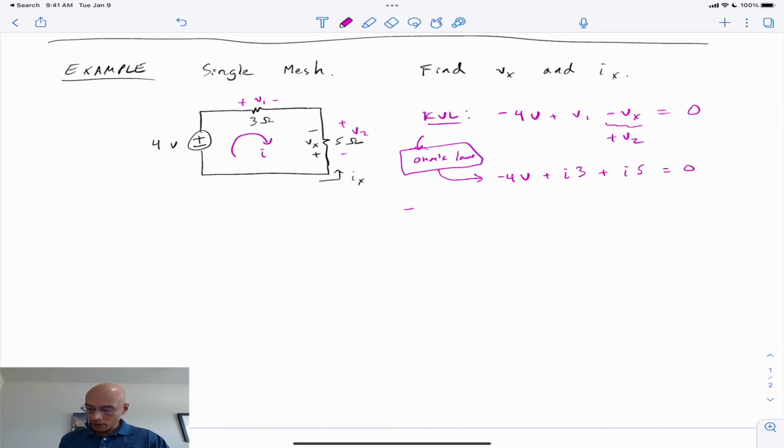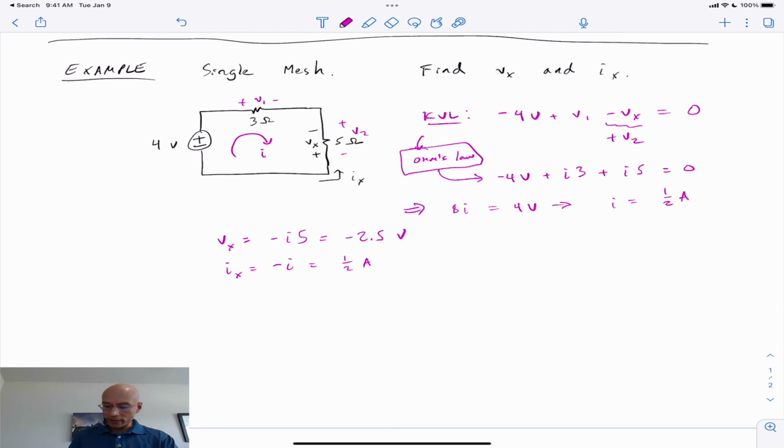Okay, so now we rearrange. We have one equation, one unknown, so we can solve for I. So we'll combine the I terms, and we get I equals 1/2 amp. That's enough to find Vx now. Because of the passive reference convention, we can use Vx equals negative I times 5. And then we know that Ix is equal to negative I, negative 1/2 amp.